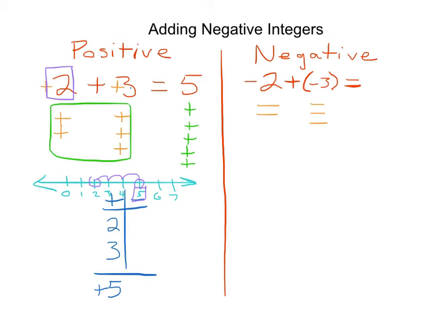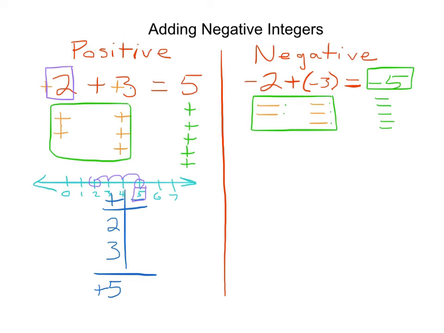And just like before, we're going to look at what all of this together equals. If I have 2 negatives and 3 negatives, then altogether how many negatives do I have? We can just count it out. 1, 2, 3, 4, 5 negatives. So our answer would be 5 negatives, which means our answer is negative 5. And that's a method you can use when you're adding negative numbers.